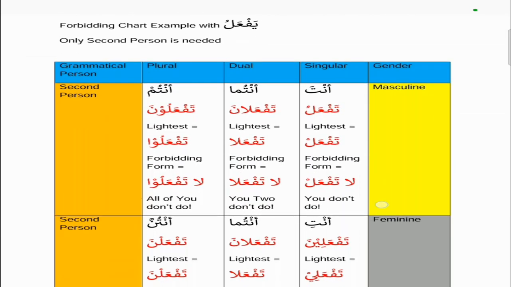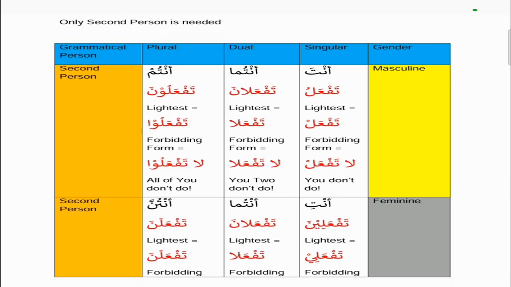So here is the forbidding chart with the example of yaf'alu, and remember only the second person is needed. We're only going to look at the pronouns that are to do with the second person, meaning you, because you can't forbid or command an absent person or yourself. So it's only the second person. We start with anta, which means you, masculine. In each case we put the original pronoun as per usual, then the original fi'l, then the lightest fi'l, and then the forbidding form underneath. So you can see the step-by-step process of how it's constructed.